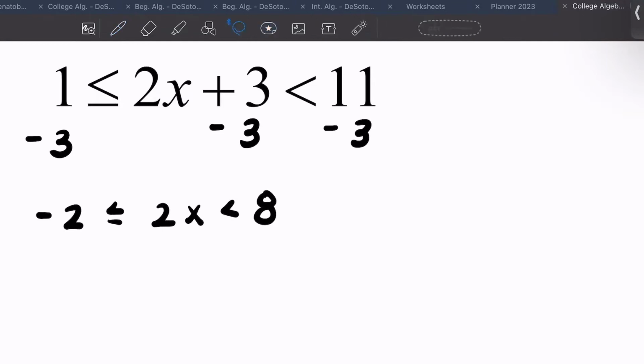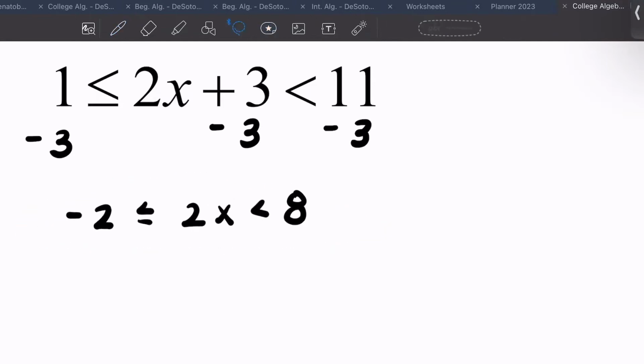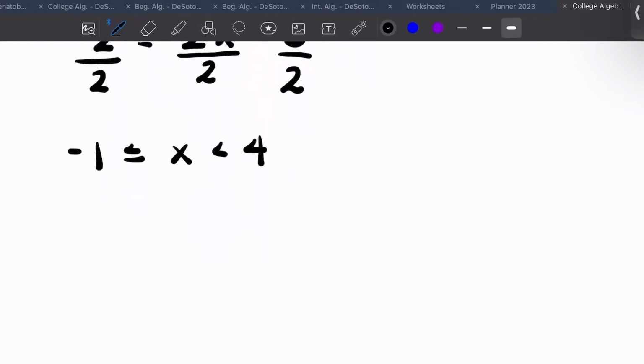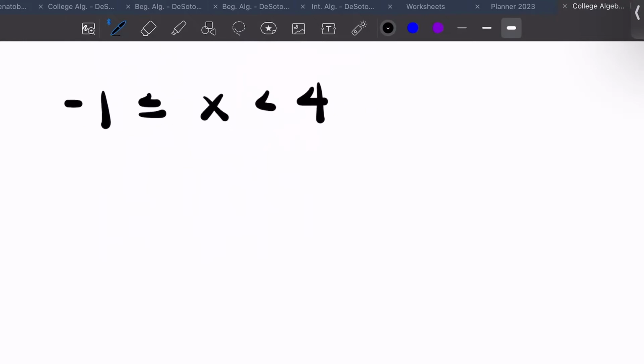Okay, can move it over a little bit. And so I still have x in the middle. And so now I need to divide by 2, and I'm going to do it to all three sides. So I get -1 is less than or equal to x is less than 4. All right. So now I have solved my inequality.